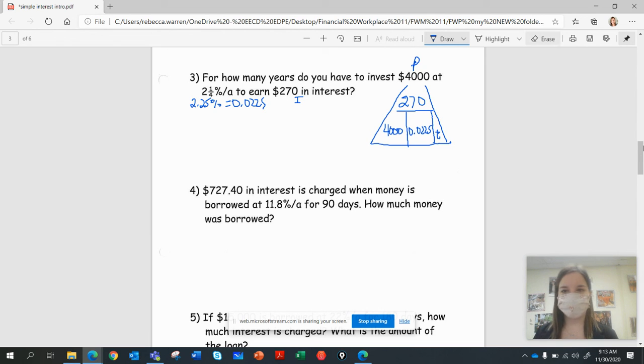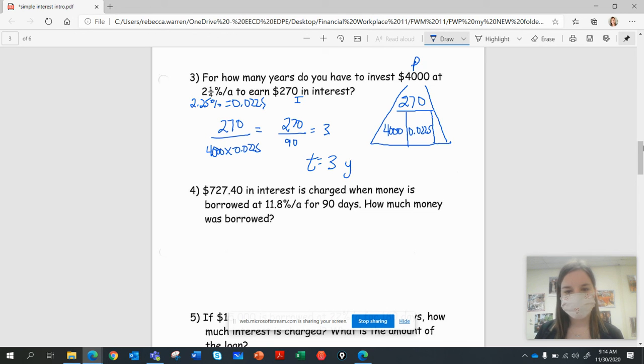Oh, I should leave that blank. The numbers attached on the bottom means that you multiply them together. So 4,000 times 0.0225, and you get what? 90? And then 270 divided by 90 is 3. So the term would be 3 years. Okay, I'm going to stop there.